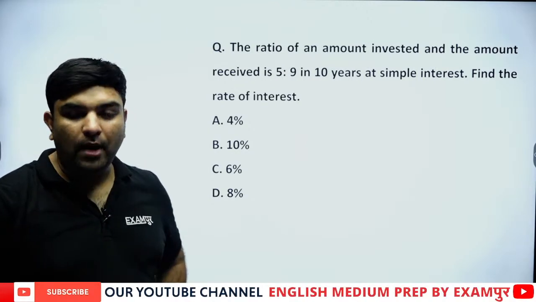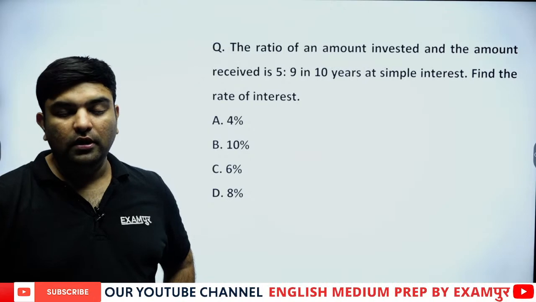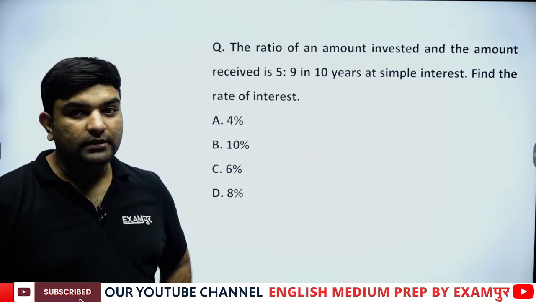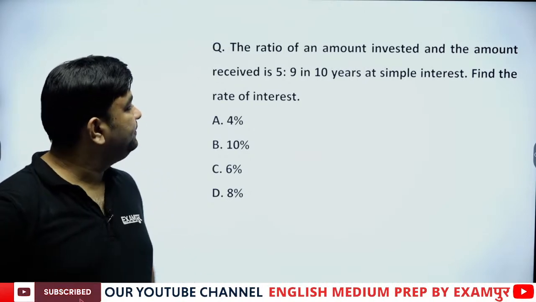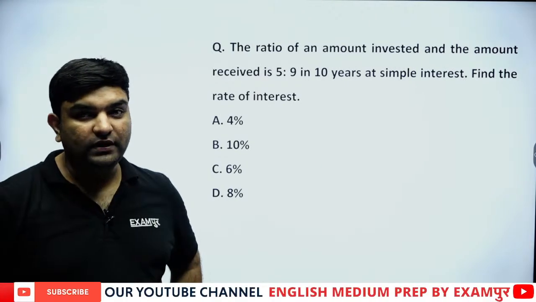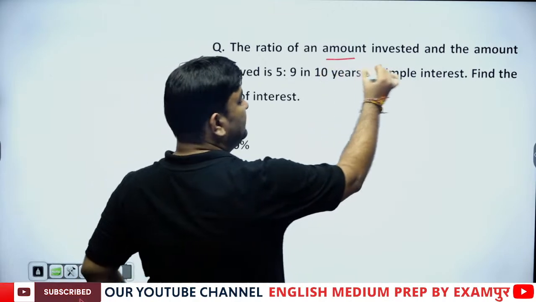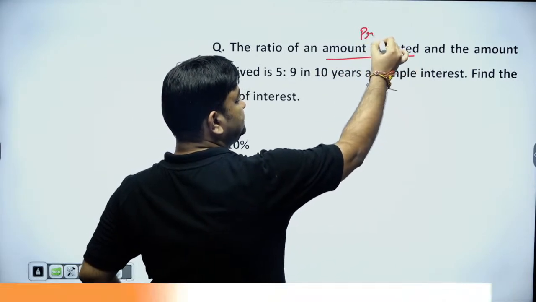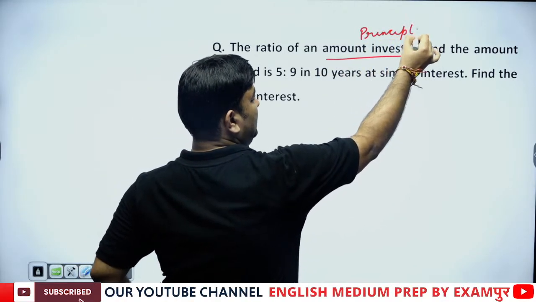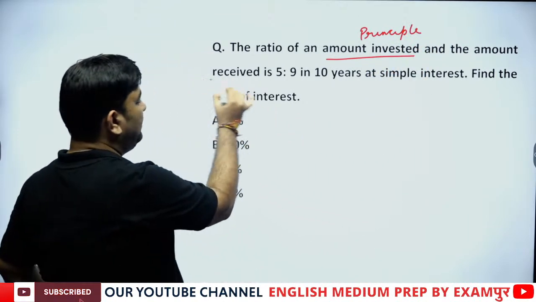The ratio of amount invested to amount received. I already told you what the amount invested is: the amount invested is the principal. And what is the amount received? The amount received is the amount.